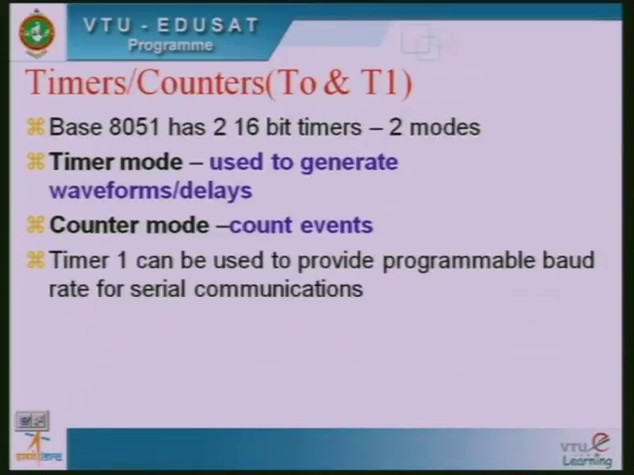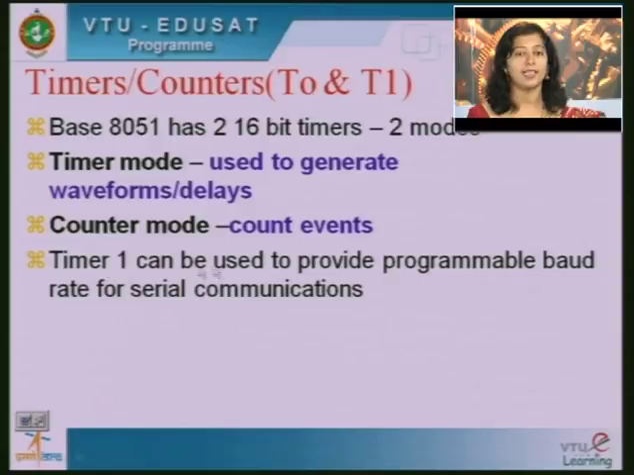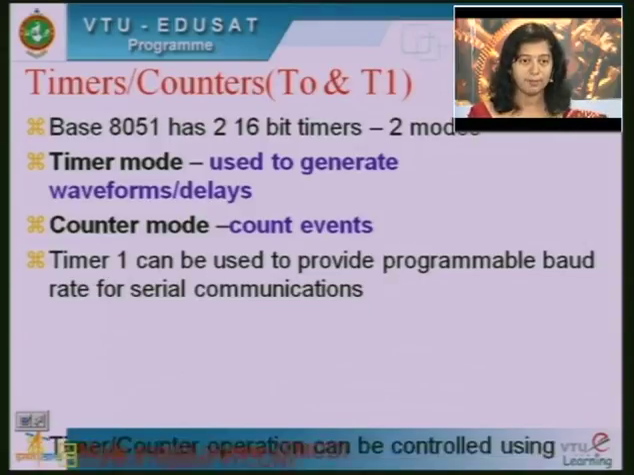Then timer 1 can be used to provide a programmable baud rate. During serial communication, I have to control how data flows, the timing, whether I can send 10 bits per second or 100 bits per second or 1000. This is called the baud rate or bit rate, the rate at which data is transferred on the serial communication line. That rate will be set by this timer 1, normally, whenever serial communication takes place.